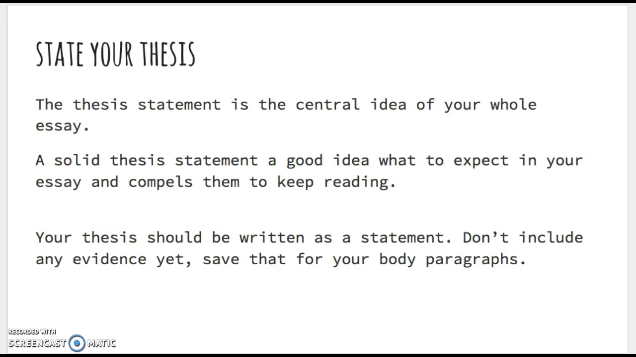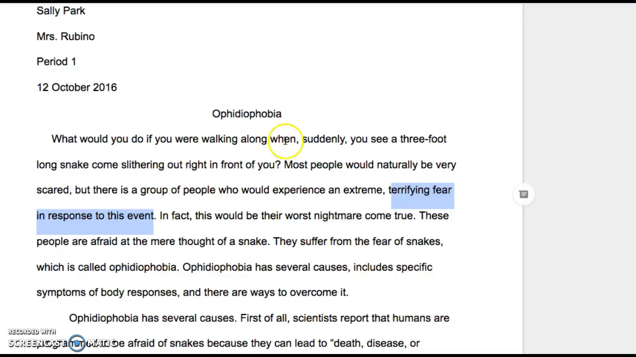After you've done that, you're going to state your thesis. This is the most important sentence in your introduction, because it's telling your reader what the whole idea for your entire essay is going to be. It's telling your reader what to expect in your essay, what it's going to be about, and it compels them to keep reading, like, oh, that's interesting, I'd like to learn more about that, because this is informative. So let's look at the sample essay.